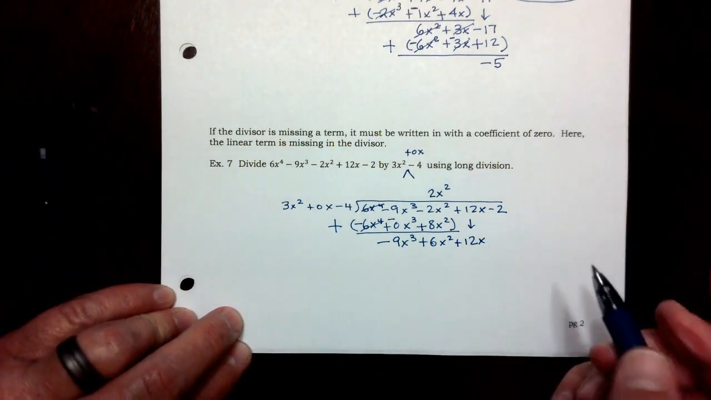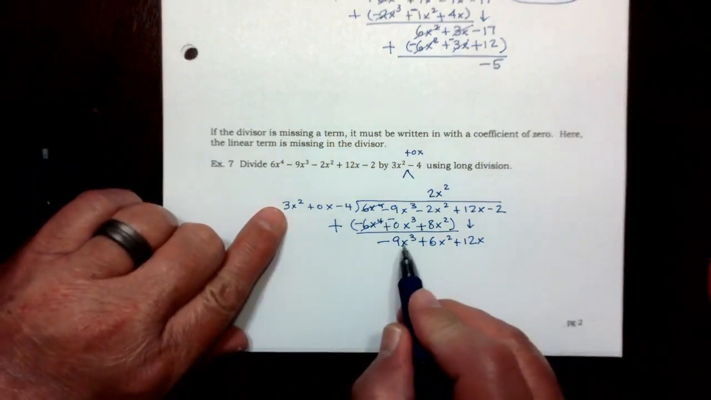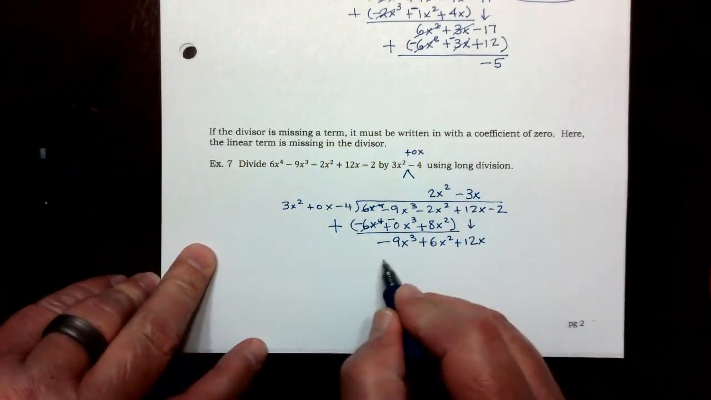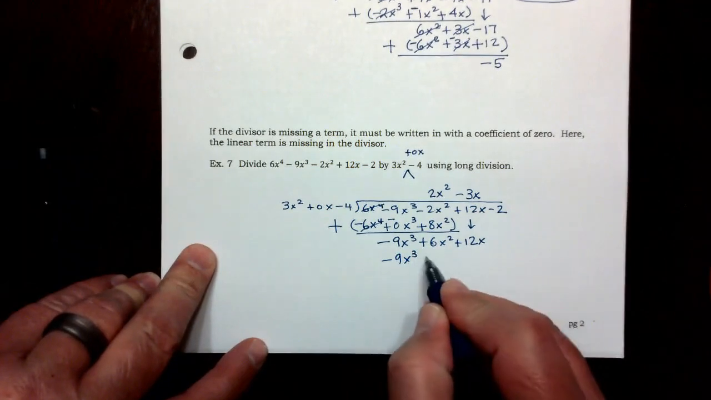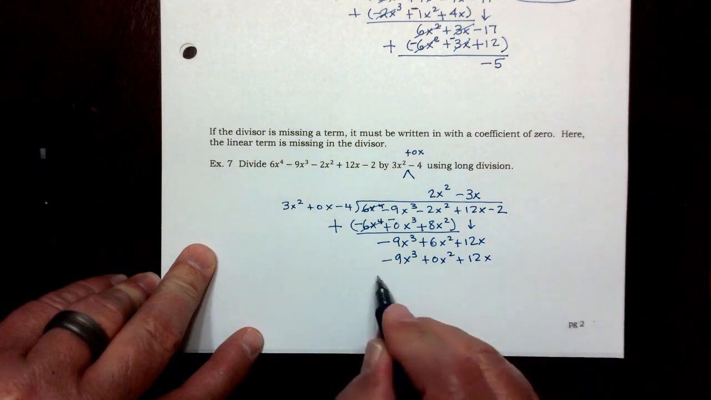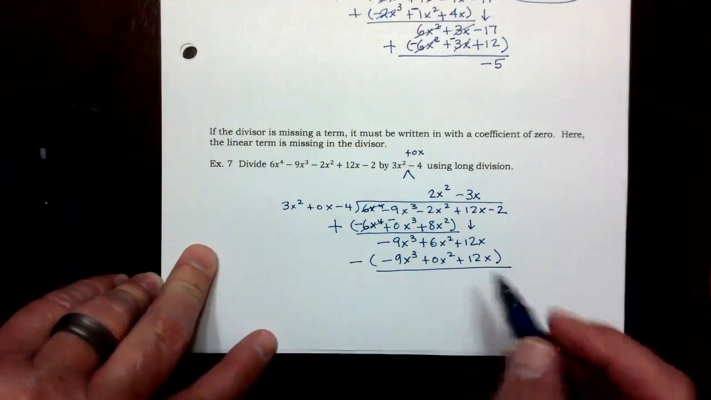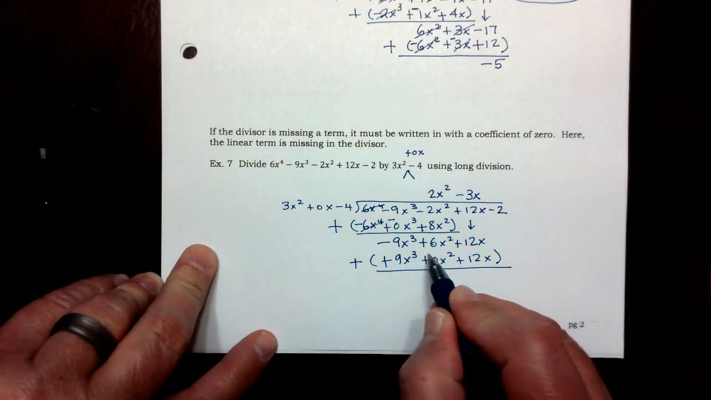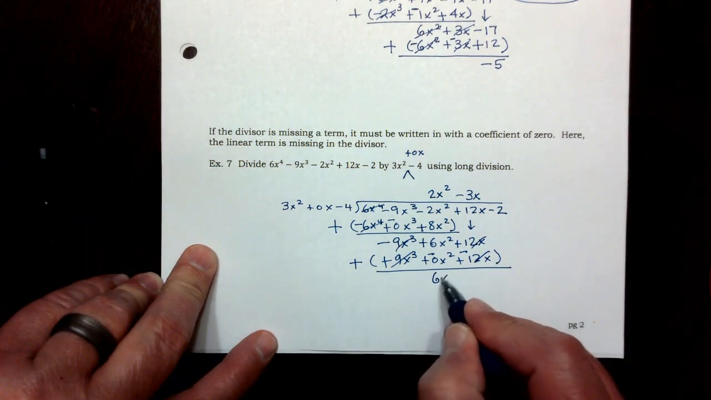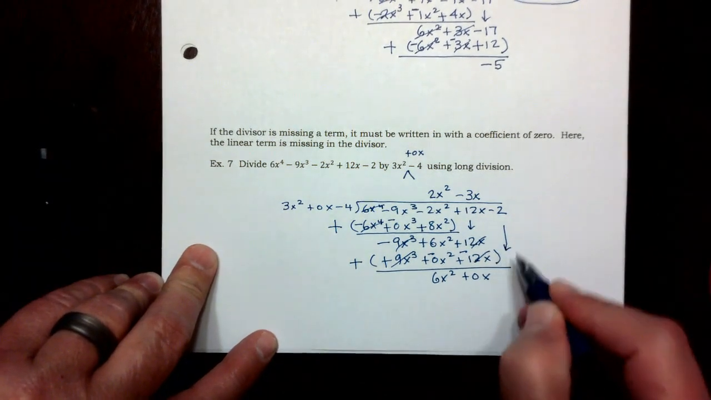Okay, we're going to have 2 more rounds of this. I'm going to go ahead and show you the next one. This one times negative 3x. I'm going to go ahead and multiply that by all of these. And we're going to subtract this, which is the same as adding the opposite. These cancel and these cancel, so we get 6x squared plus 0x, and we're going to bring down the negative 2.